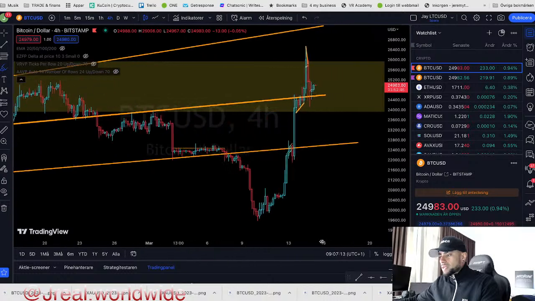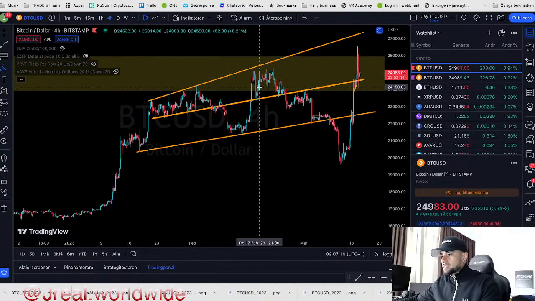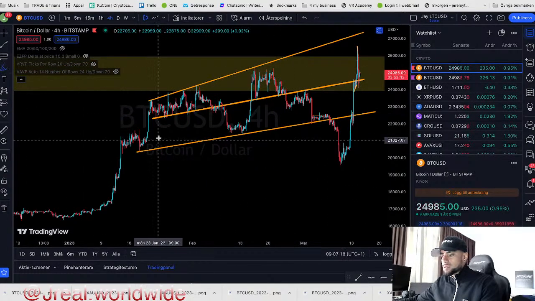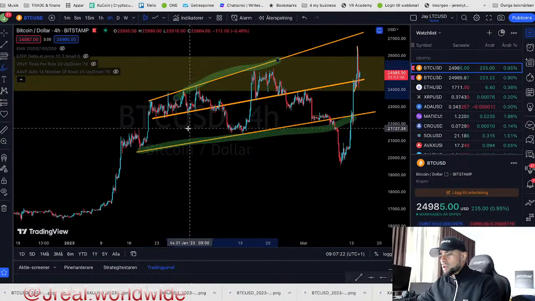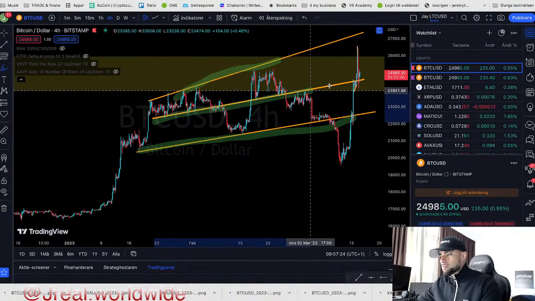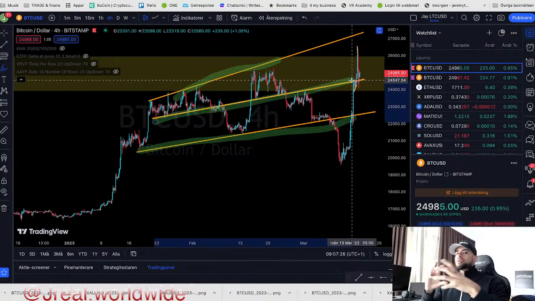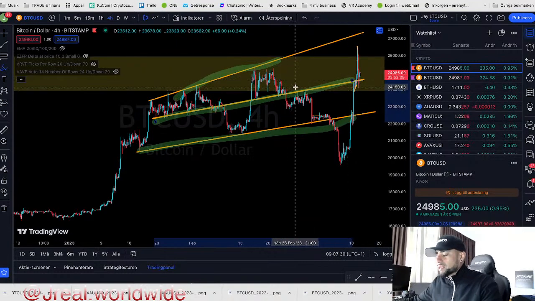So let's zoom in a little bit. We have this double channel, that I call it. So basically this big channel here, and in that channel we have another channel, like those babushka dolls, you know, like you have a smaller doll inside the doll. Same thing here. We have a smaller channel inside the channel.